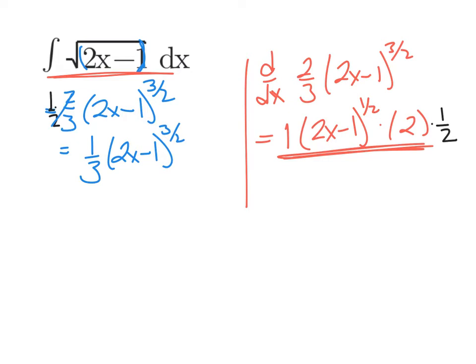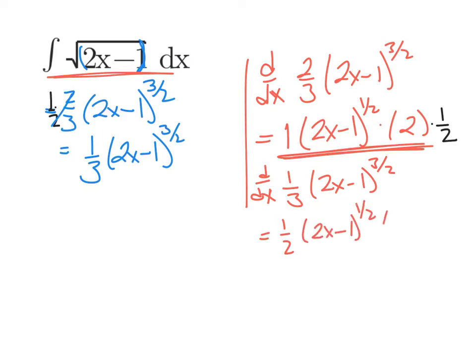And if you were to check that, d/dx of 1/3 of 2x minus 1 to the 3/2, we'd bring the power down, and so we'd have 1/2 times 2x minus 1 to the 1/2, multiplied by the derivative of the inside, which is 2. Half of 2 cancels, and we have 2x minus 1 to the 1/2, which is the square root of 2x minus 1. Everything is correct, so we would make sure we put the plus C on it since it's the indefinite integral, and there we go.